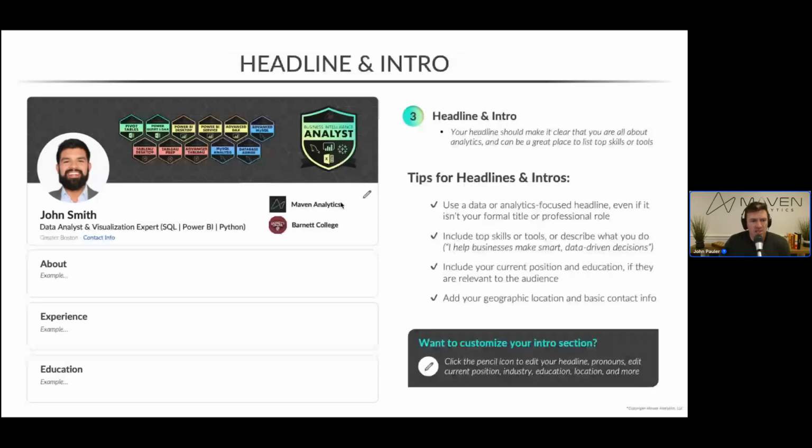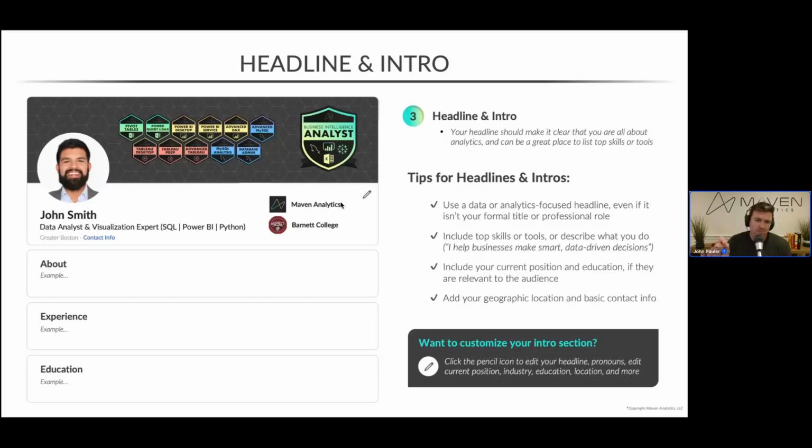The next piece is the headline. The headline is really interesting because as you start interacting with people on LinkedIn, which we'll talk about in the later section, networking and applying, the headline shows up. It's your name and your headline. That shows up on your posts. That shows up if you comment on people's posts. So it's a really important part of your profile, and it's the first thing that somebody sees here.